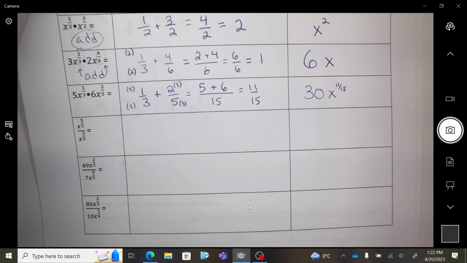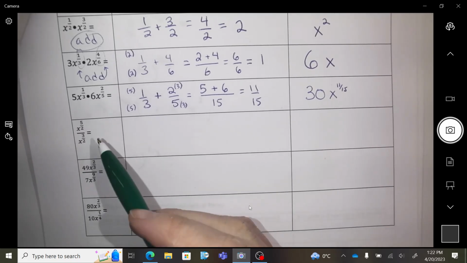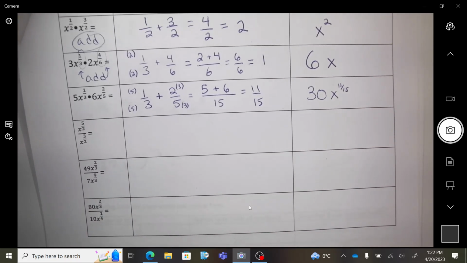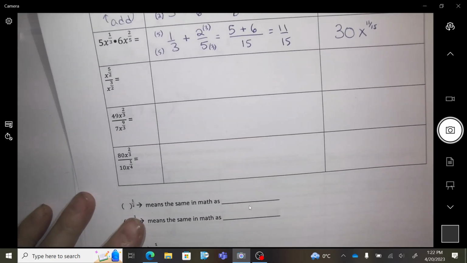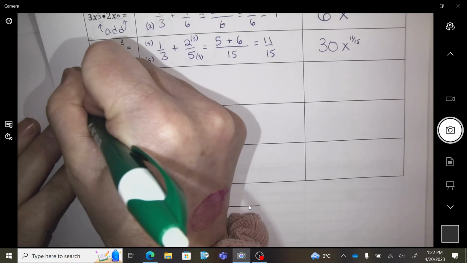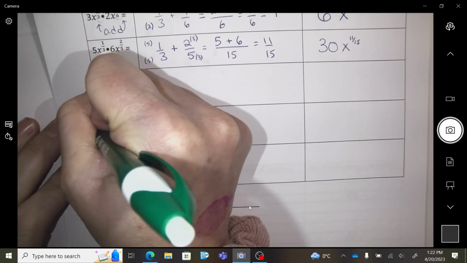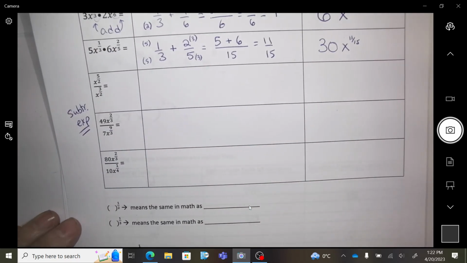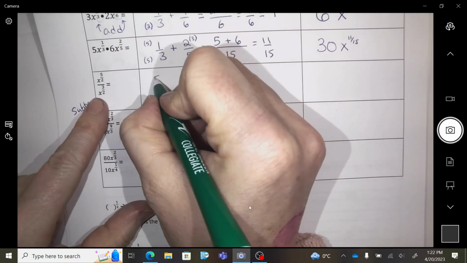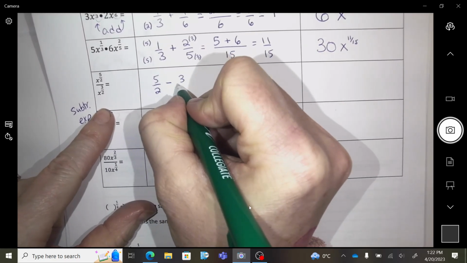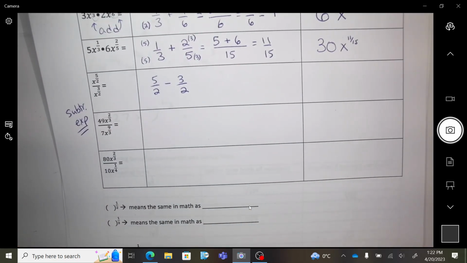Okay. All right, the next example is now division. So once we divide, we're going to subtract the exponents. So we're going to be subtracting exponents. So 5/2 minus 3/2 is what I'm going to be performing.